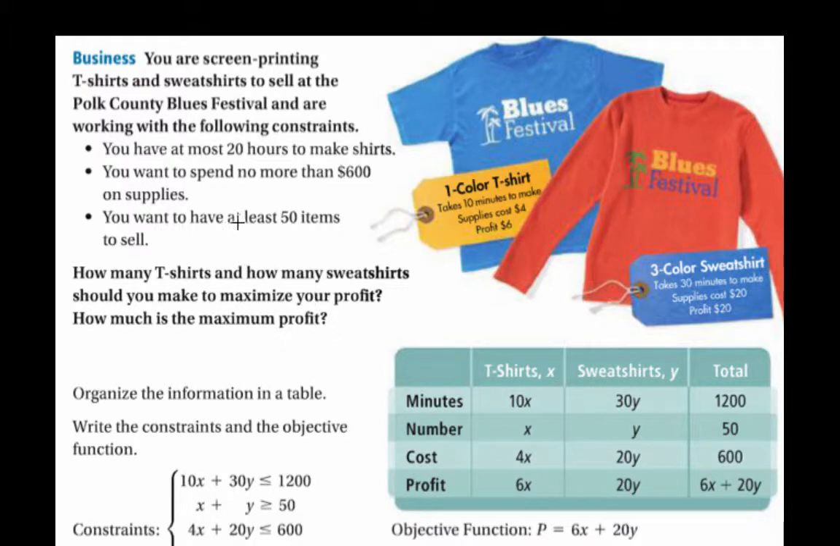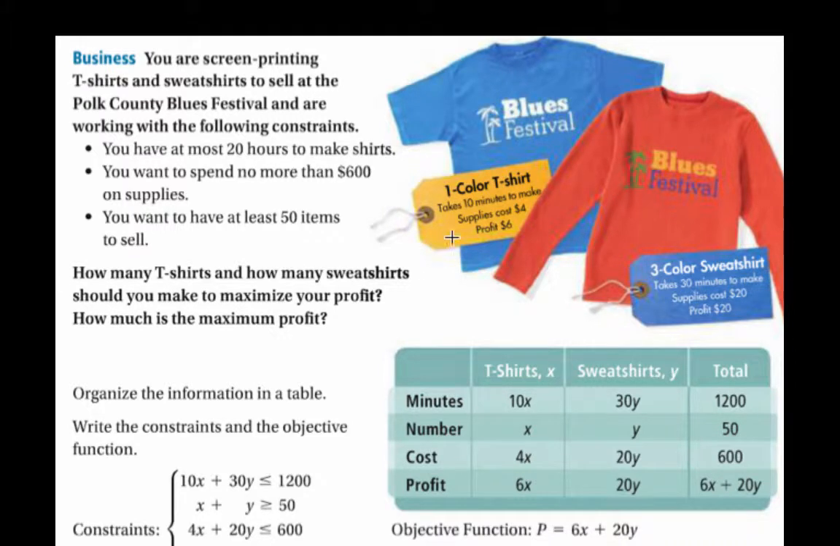So here's our problem. We're screen printing t-shirts and sweatshirts to sell at the Polk County Blues Festival, and we're working with the following constraints. You have at most 20 hours to make the shirts. So there's an example of a constraint when you're running a business. You want to spend no more than $600 on supplies, so another constraint. You want to have at least 50 items to sell. Okay, so those are our constraints. How many t-shirts and how many sweatshirts should you make to maximize your profit? How much is the maximum profit?